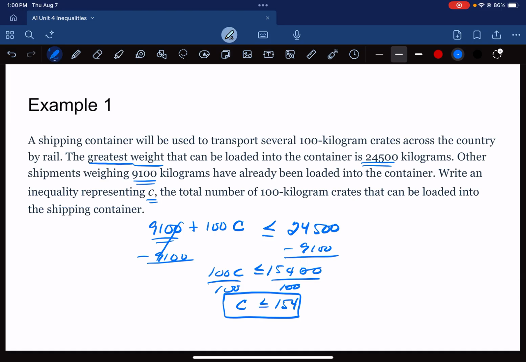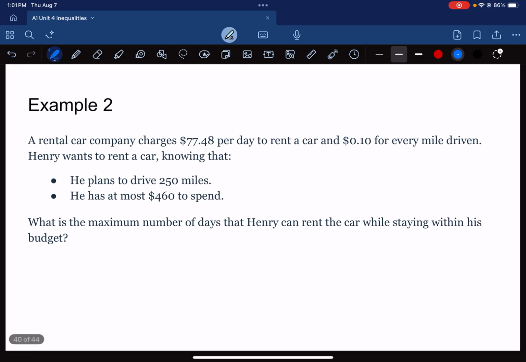Okay. Let's look at the next one here. A rental car company charges $77.48 per day to rent a car and 10 cents for every mile. Henry wants to rent a car knowing that he plans to drive 250 miles and he has at most $460 to spend. He's going to drive 250 miles and he has at most $460 to spend.